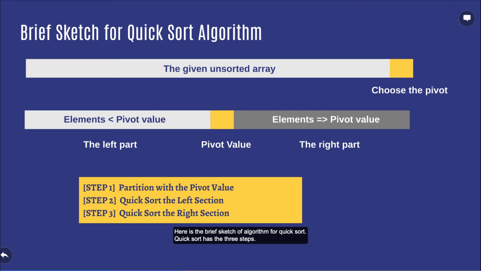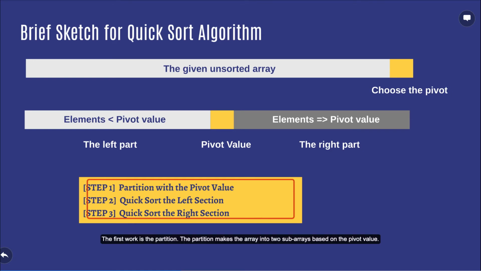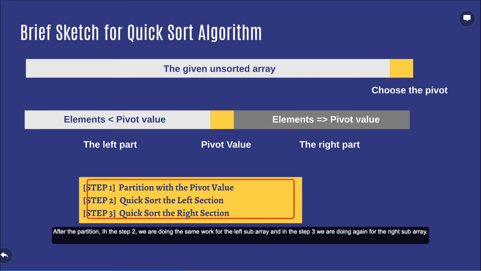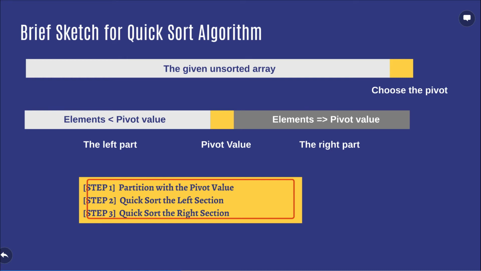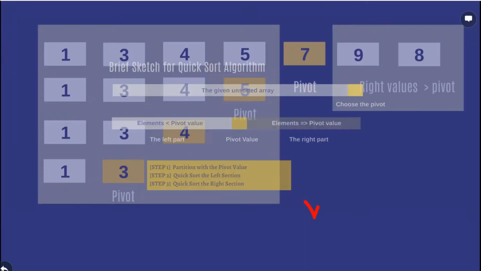And here is a brief sketch of the algorithm for quicksort. Quicksort has 3 steps. The first is the partition. The partition makes the array into two subarrays based on the pivot value. After the partition, in step 2, we do the same work for the left subarray, and in step 3, we do it again for the right subarray. The next video is for the partition algorithm. Let's take a look at the details of the partition.